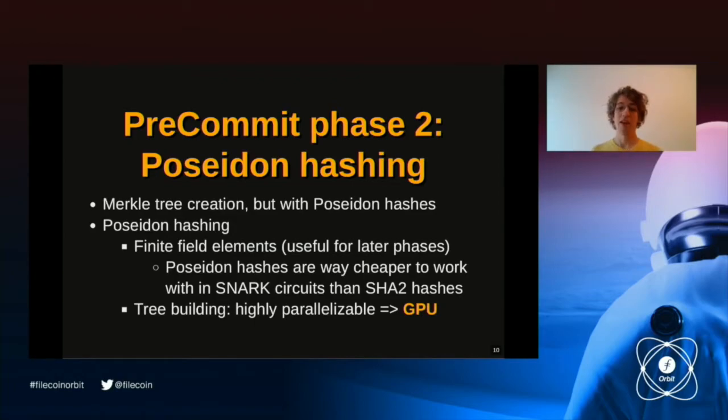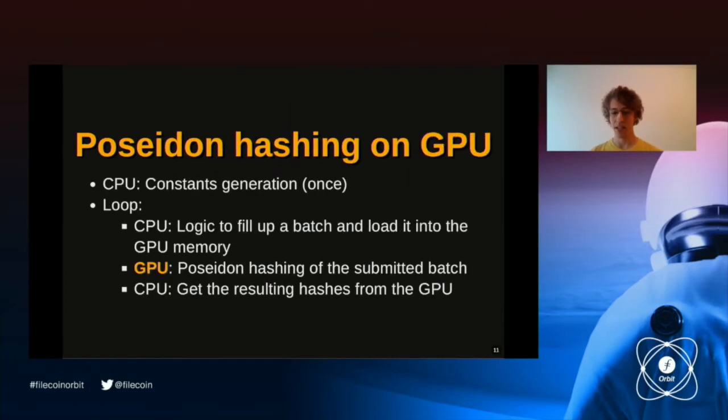This cryptographic primitive is used in SNARKs, which I also will get back to later. And they are just better, or more efficient, than working with SHA hashes. And there, the tree building is highly parallelizable. So therefore, we do it on the GPU. So I will get to the exact steps.